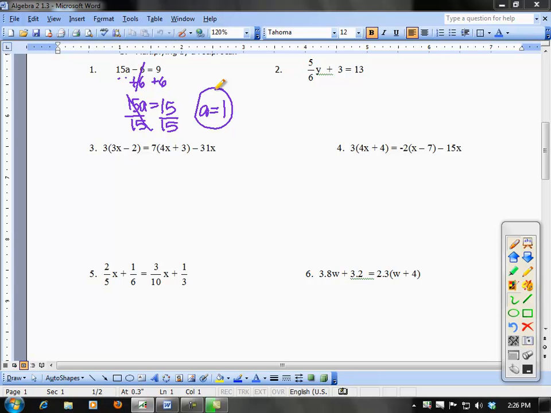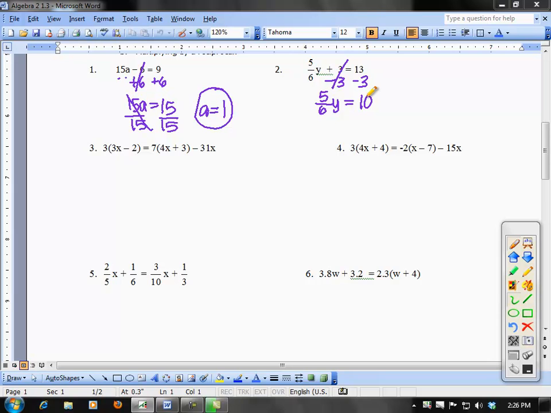Do I have parentheses to get rid of? If the answer is no, then we try and do the addition and subtraction first. So I have a plus 3. To get rid of a plus 3, I minus 3. That goes away. So 5 over 6 y equals 13 minus 3 is 10.